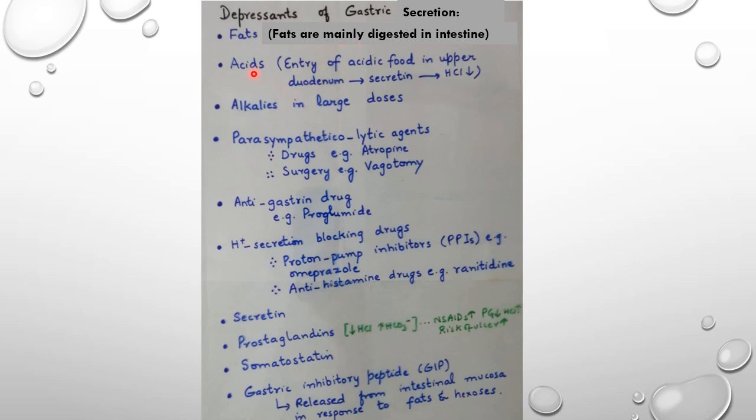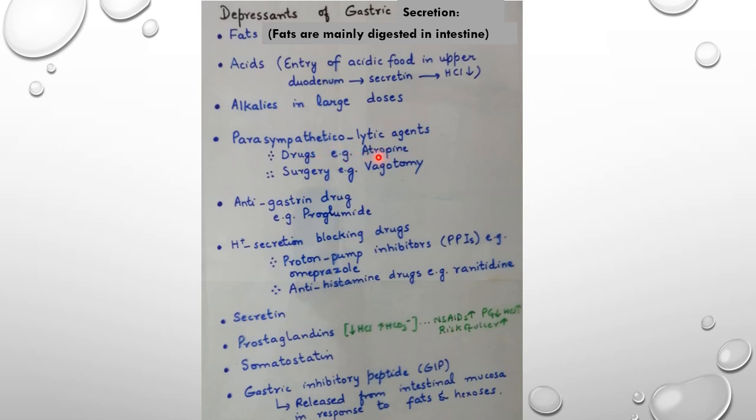Then another depressant of gastric secretion is acid. For example, when acidic food touches the upper duodenum, there is release of secretin hormone that can increase the level of bicarbonate while it decreases HCl secretion. Then the other examples include alkalis when consumed in large doses. Then parasympatheticolytic agents, for example some drugs like atropine.